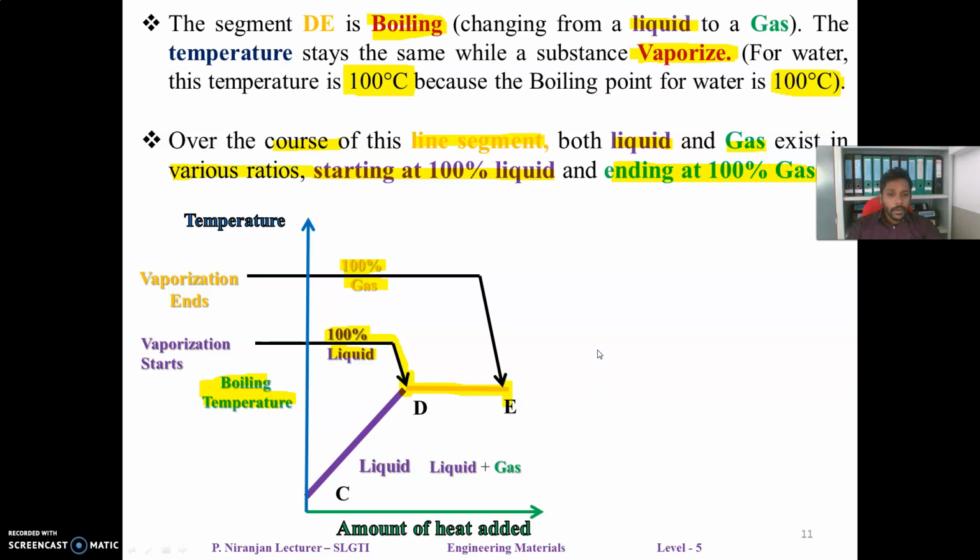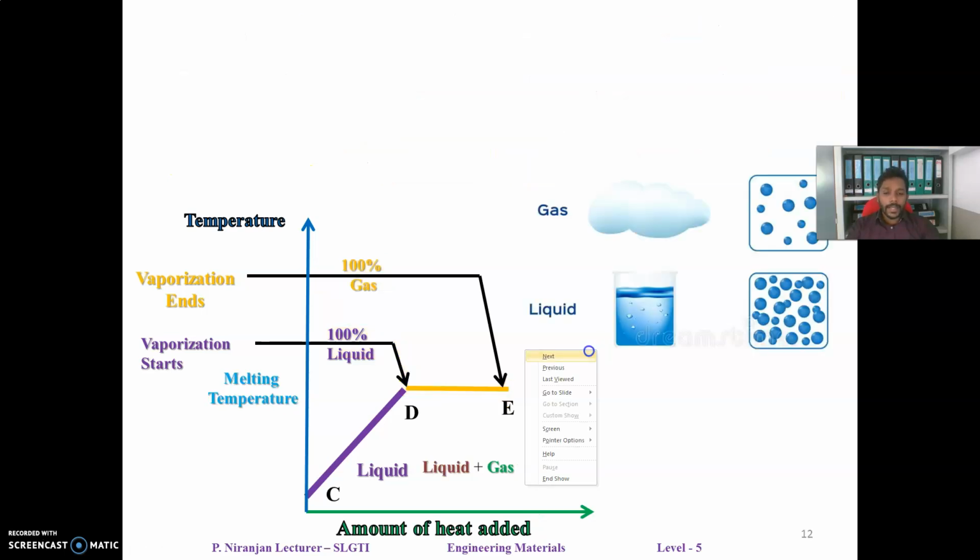I think you already got my point, my dear students. So we can analyze further in this region. So let's move to the next slide. Here I mentioned the liquid and gas phase. Also here I give some intermolecular picture. This is for the liquid, this is for the gas.